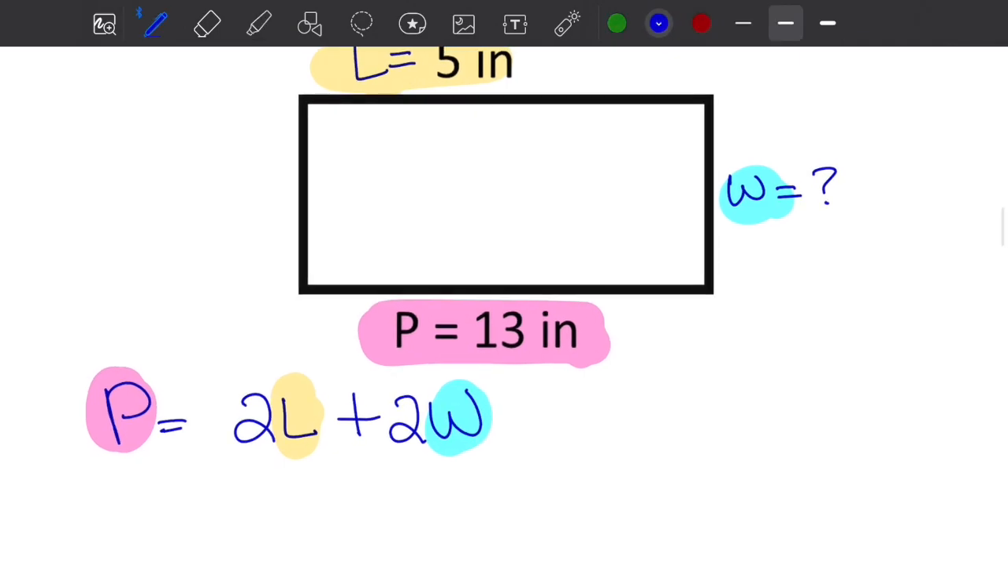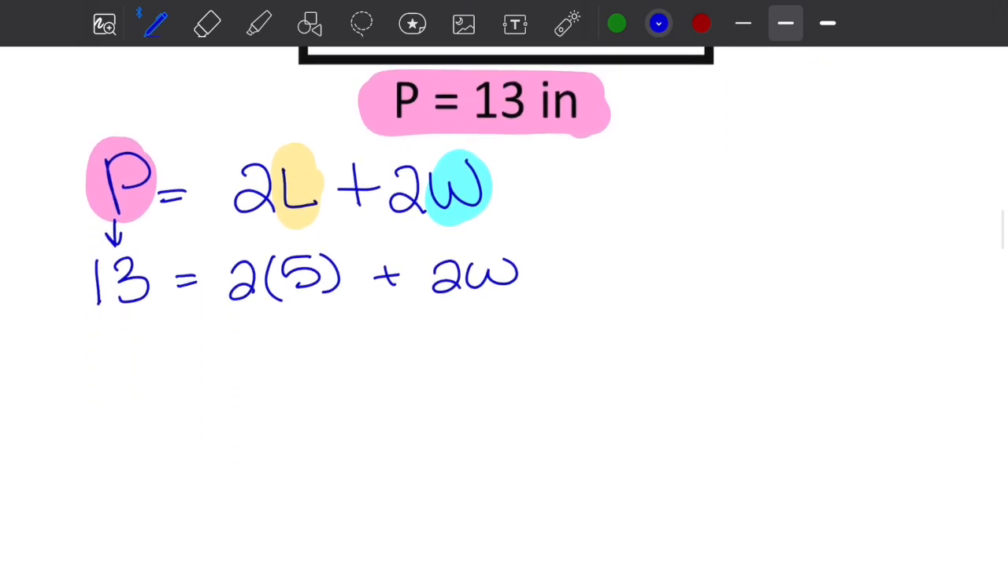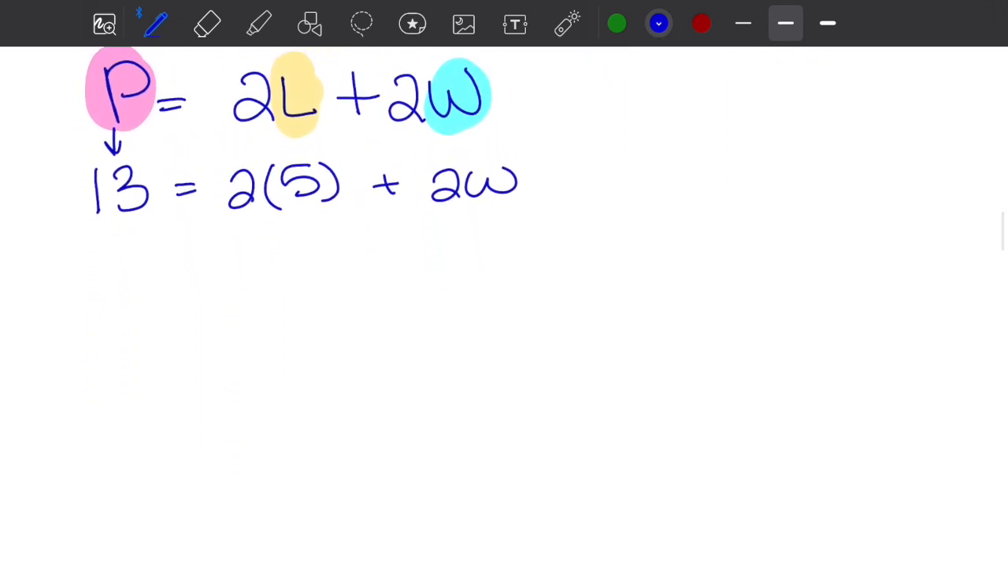So the perimeter is equal to 13, we said, and then 2 times length, which is 5 inches, plus 2 times W. So this is a two-step equation. To solve it, we are going to clean this up first. 2 times 5 is 10. So I'm going to write 13 equals 10 plus 2W.